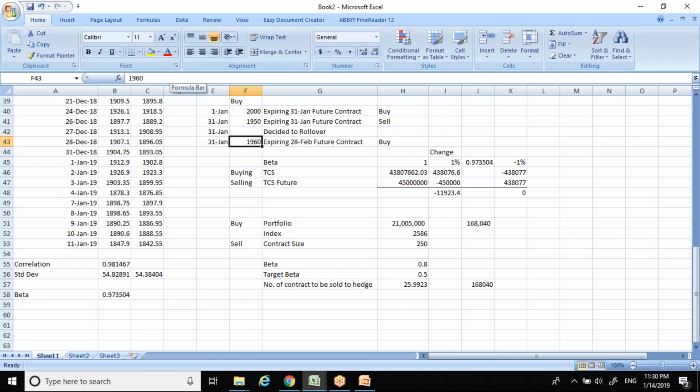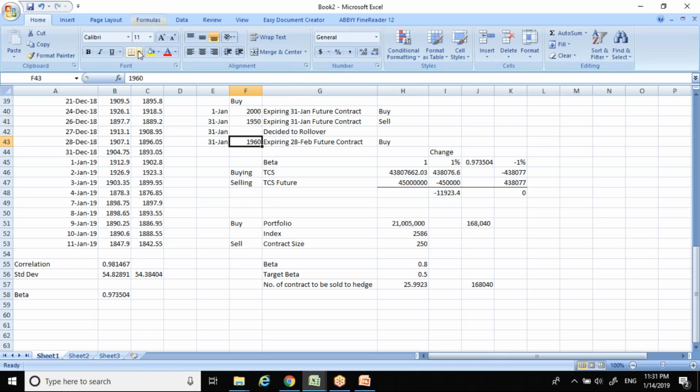Now, why more than the current month price? As I told you, it can be contango. It will be valued more than the current market price of the current month contract. The next month contract may be priced more because of the more time value. It has 28 days remaining. So there will be some opportunity cost here. So this contract will be priced higher than the current month contract. Now there is a difference of 10 rupees.